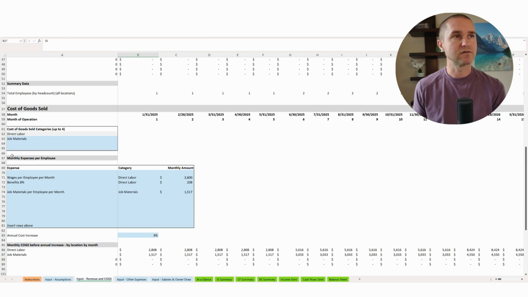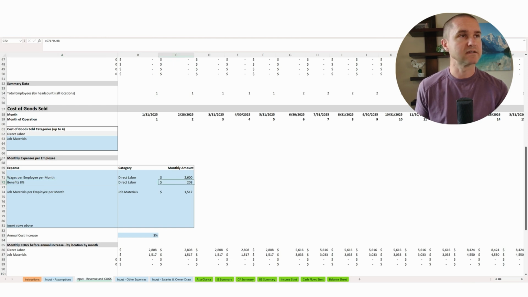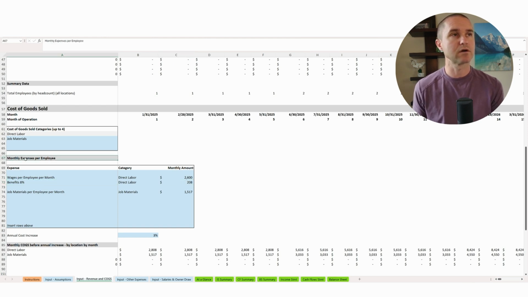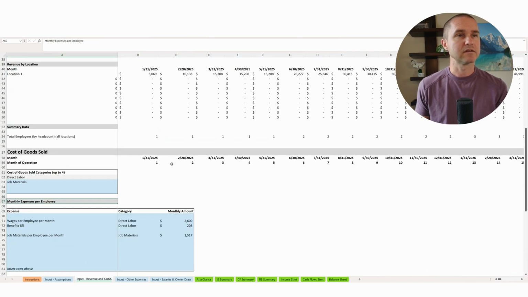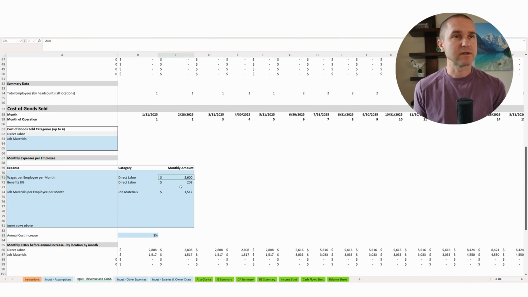Now on the cost of goods sold, you've got direct labor and then job materials is how I have this entered in. For direct labor, we're going to say wages per employee per month is $2,600, and then benefits of 8%. So there's $208. Just to be clear, this is monthly expenses per employee. So the model is going to check, what month is it? How many employees do we have in the month? And it's going to apply these expenses on a per employee basis. So $2,600, and then benefits of $208.